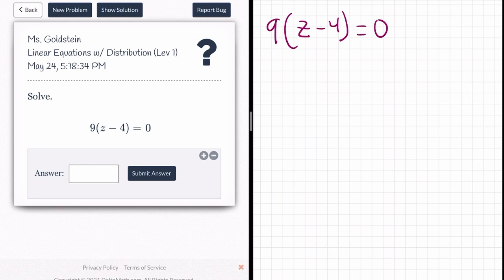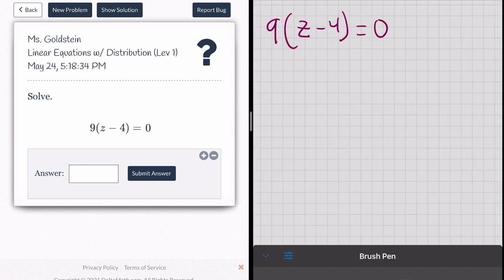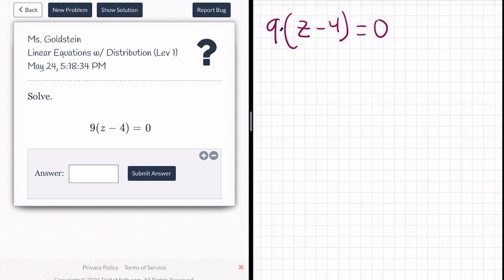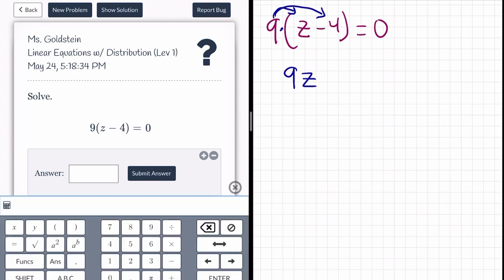So there's a couple ways that I can do this, but I'm going to start by actually distributing. So my 9 is really being multiplied by everything inside parentheses. So I distribute, which is really just multiplying. 9 times z is really 9 times 1z, which is 9z. 9 times negative 4, you can always pull up your calculator. 9 times negative 4, get negative 36. And I write that as minus 36.